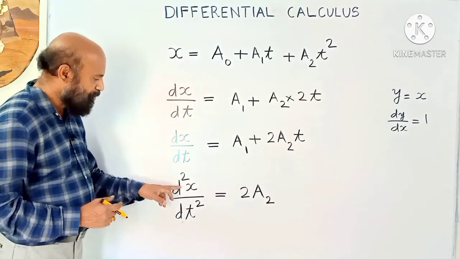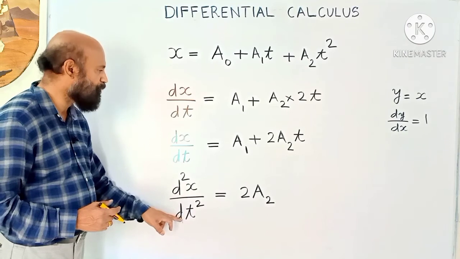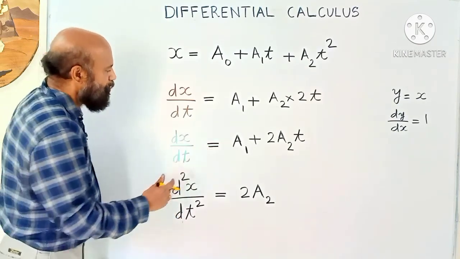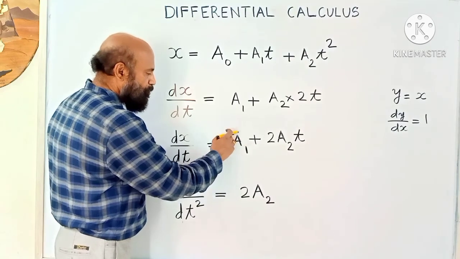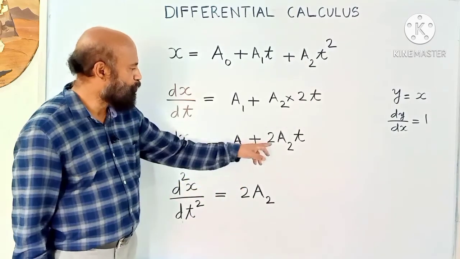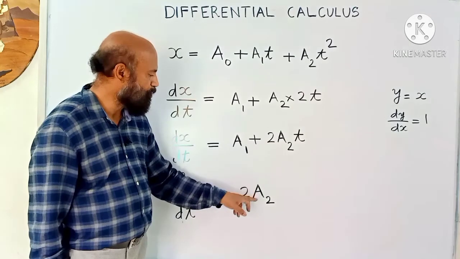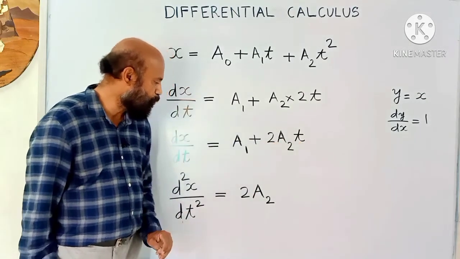Second derivative, that is d square x by dt square. Again, this is to be differentiated. So a1, the derivative of a constant, is 0. 2 is constant, a2 is constant, then the derivative of t is 1.